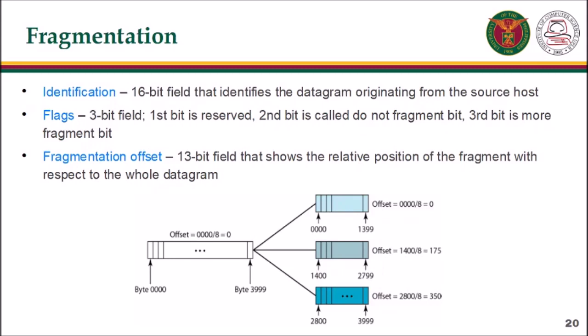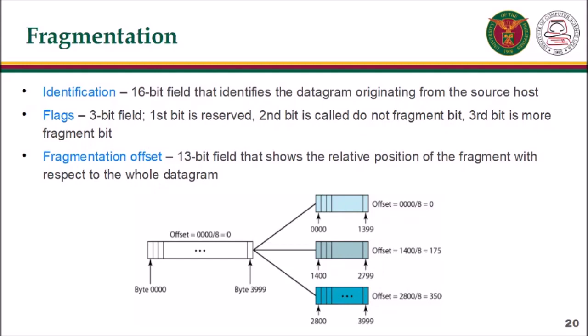The 16-bit identification field identifies a datagram originating from the source host. The combination of the identification and source IP address must uniquely define a datagram as it leaves the source host. To guarantee uniqueness, the IP protocol uses a counter to label the datagrams. The counter is initialized to a positive number.